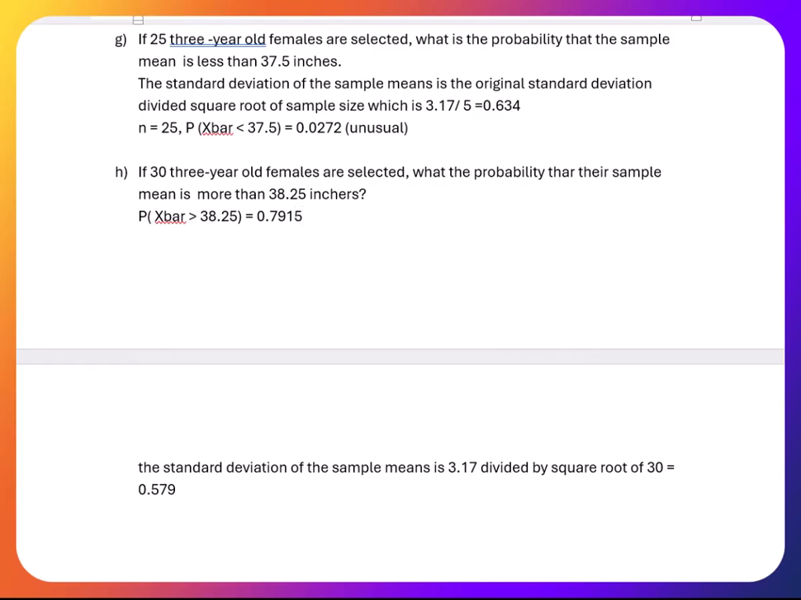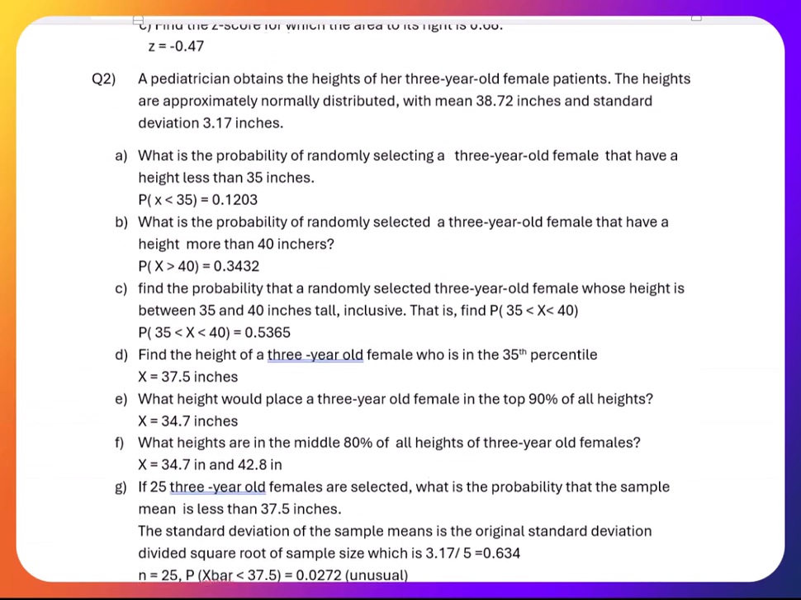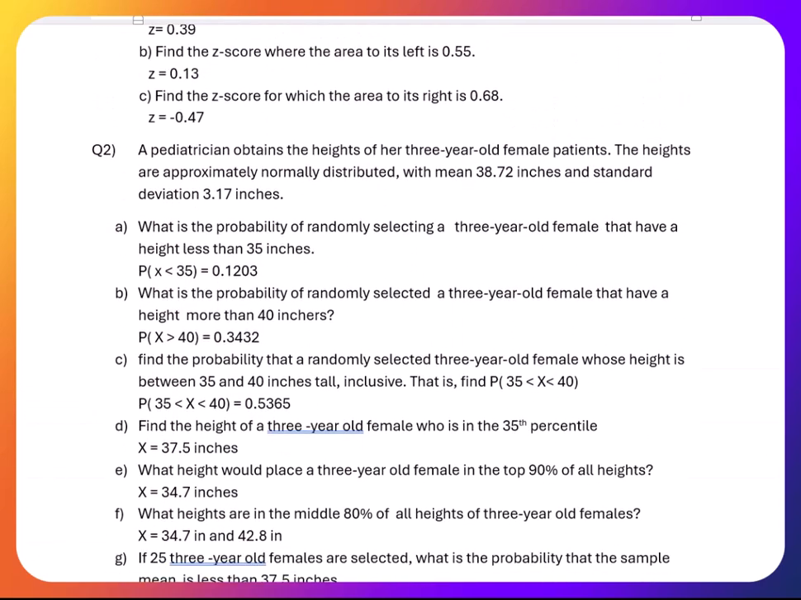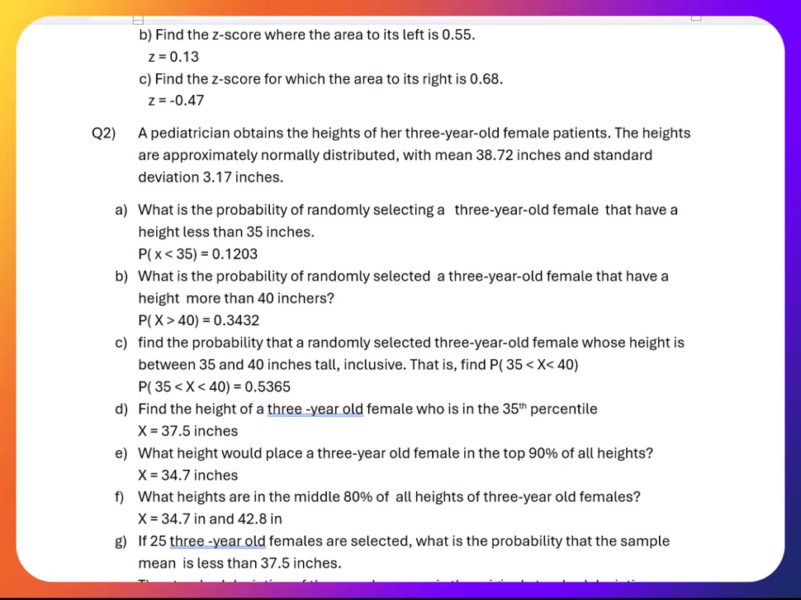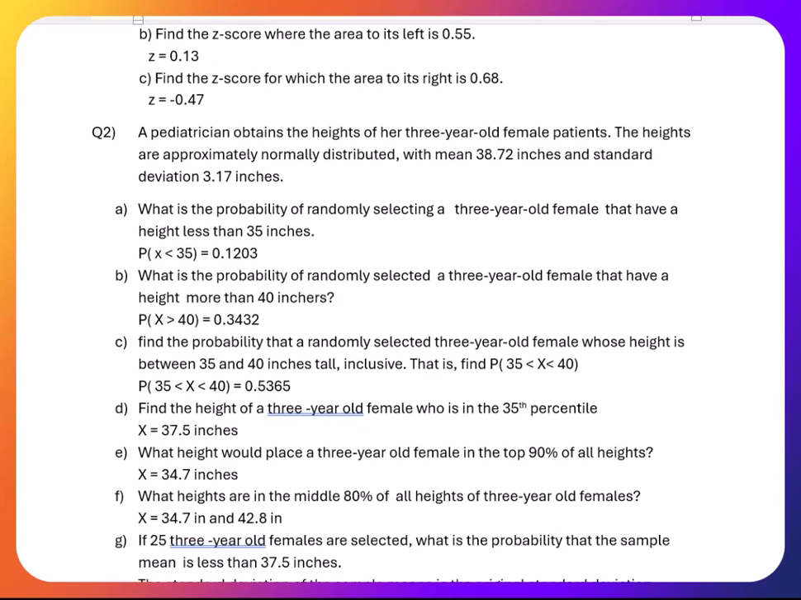This is everything that you need to know in this chapter. Now for students who use the TI-84, I'm going to go back and redo question 2 using the TI-84. Okay, so we have a mean of 38.72 and standard deviation is 3.7.